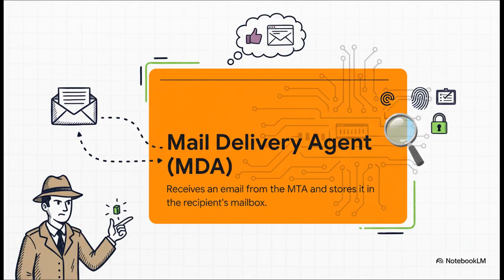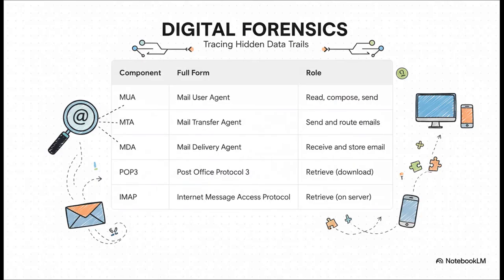And the final piece of the puzzle is the Mail Delivery Agent, the MDA. Once your email gets to the right neighborhood, the MDA acts like your local mail carrier. It handles that last mile, taking the message and putting it right into the recipient's inbox, ready and waiting. So there you have it, the whole system laid out. The MUA is where you write it, the MTA sends it, and the MDA delivers it.